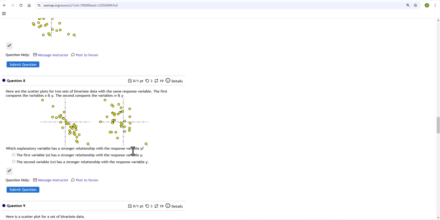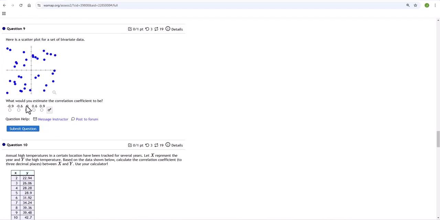And they tell us here, response variable y. So we're looking to see which one of these has a stronger relationship. And so that's going to be, again, is the data clustered tighter together, closer to a line, or looser together? To me, this first one looks a little bit tighter than this one. I can't really even tell for sure if this is a positive one. Anyway, I think the first variable has a stronger relationship.